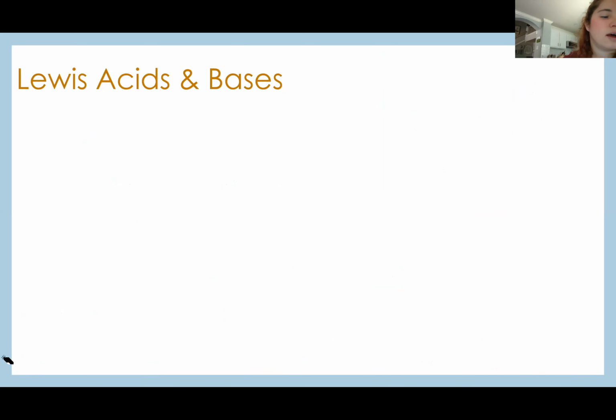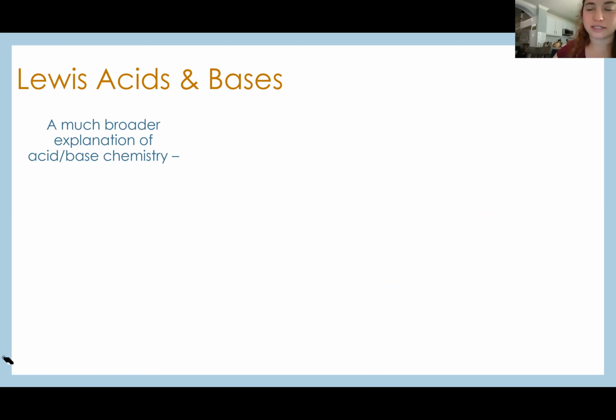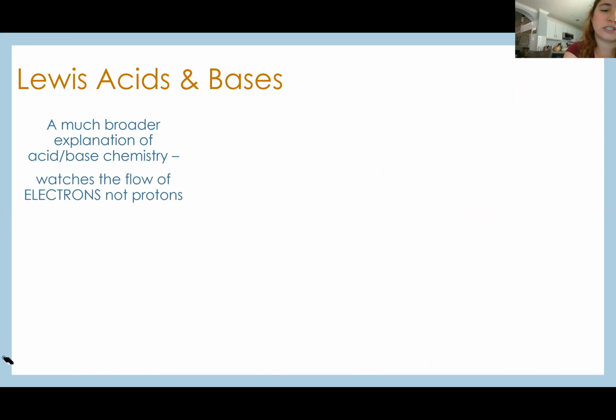Okay, so our next type of acid and base to talk about is the Lewis acid and base. And what we're going to start to realize, hopefully, is that Lewis acids and bases cover everything. Everything in chemistry is a Lewis acid-base reaction, even when it doesn't involve protons. That's because it's a much broader explanation of acid-base chemistry, because it watches the flow of electrons and not protons.